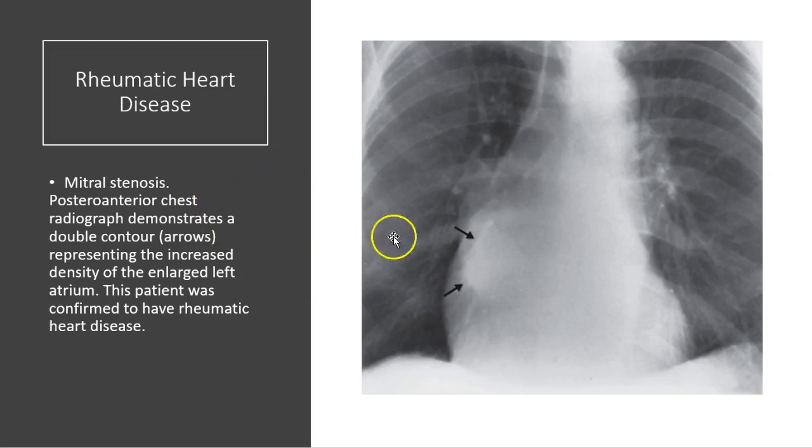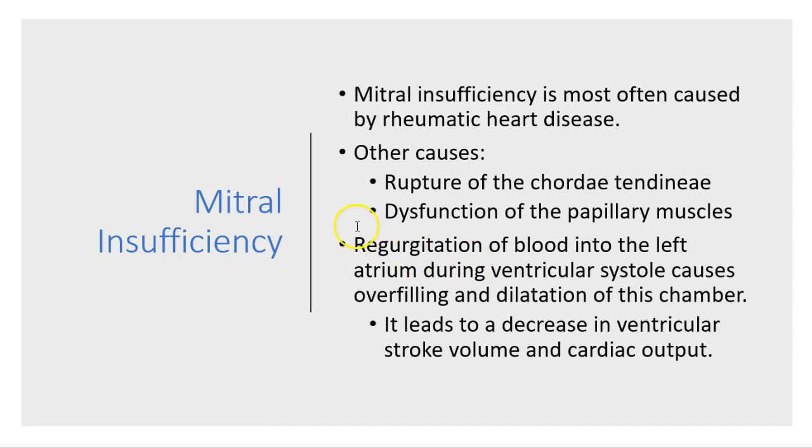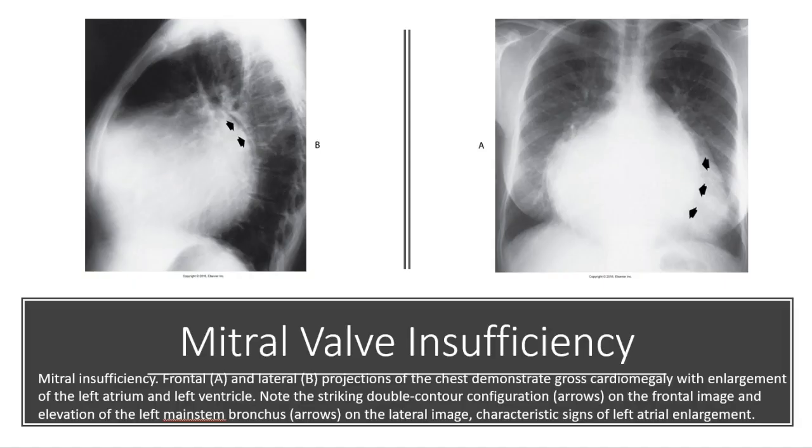So here is a mitral valve stenosis. Mitral insufficiency is most commonly caused by rheumatic disease, and other causes can be rupture of the chordae tendineae or deficiency of the papillary muscles. Regurgitation of blood from the left atrium during ventricular systole causes overfilling and dilatation in this chamber. It leads to decrease in ventricular stroke volume and cardiac output. So you can see that we have big problems in this heart, and this heart's really large.